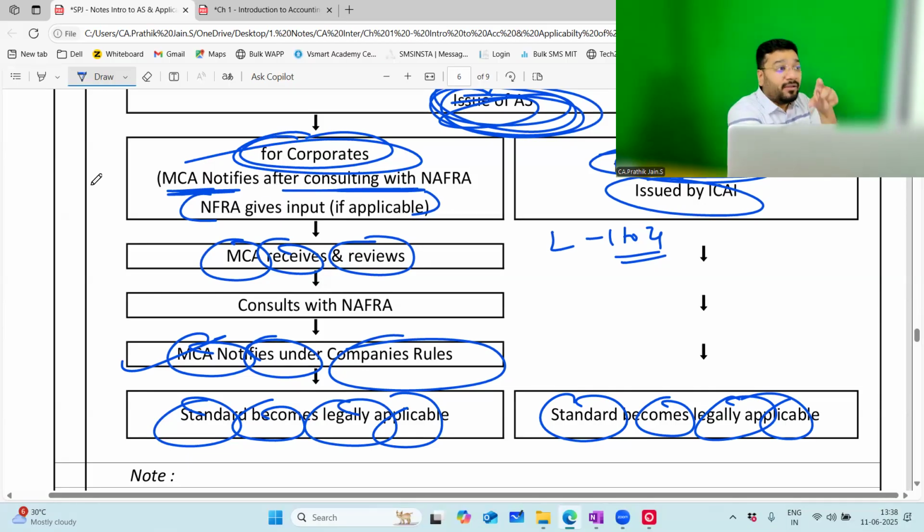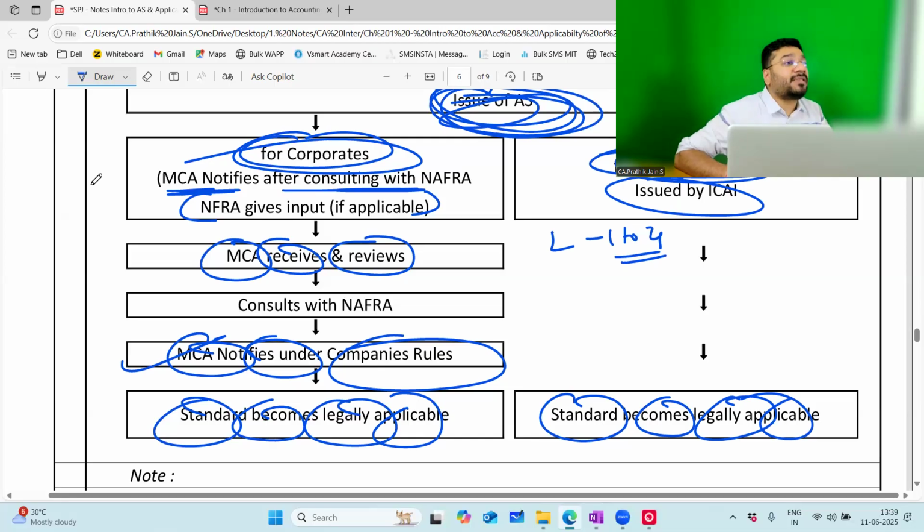So what happened? To understand the problem, they constituted a study group. The study group will go and deal with all the industry people to understand what problem they're facing. Based on the input taken, they will now create the objective of this AS. What is the scope of the AS? How should the recognition be done? How should it be presented, disclosed, etc.? They'll give a complete list.